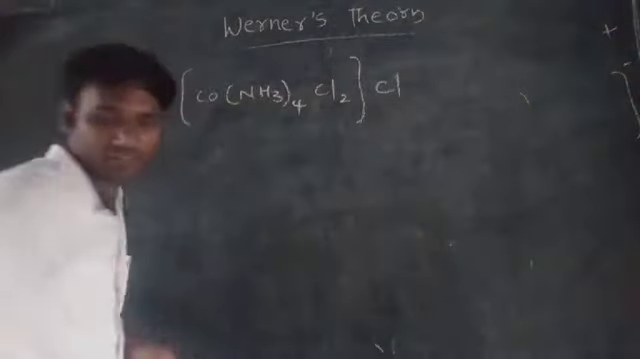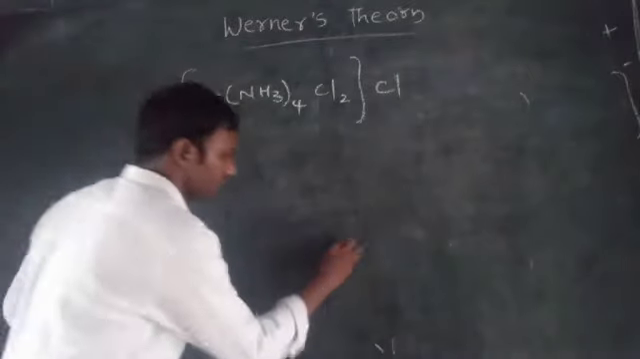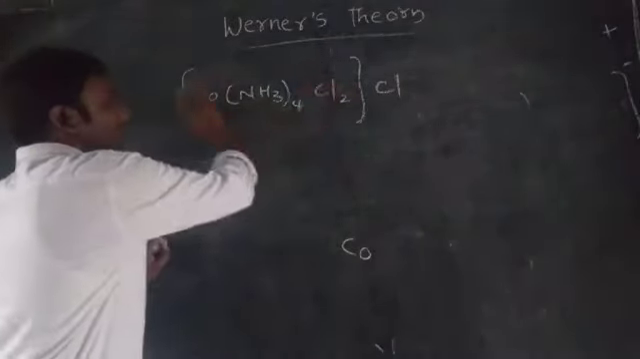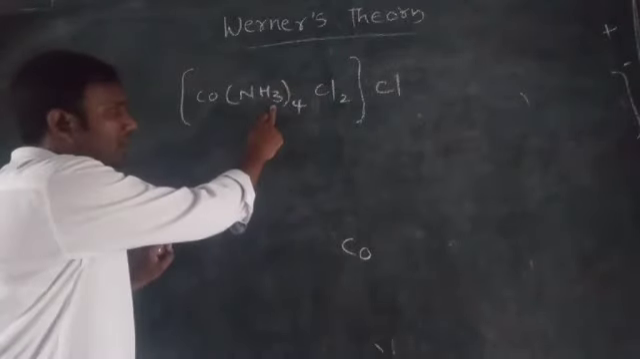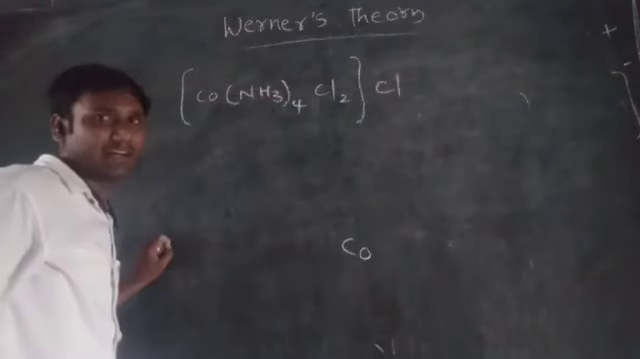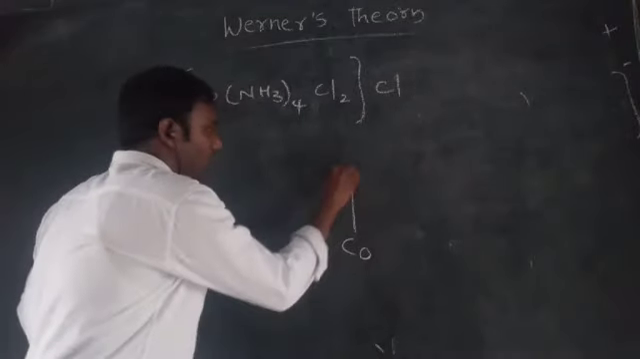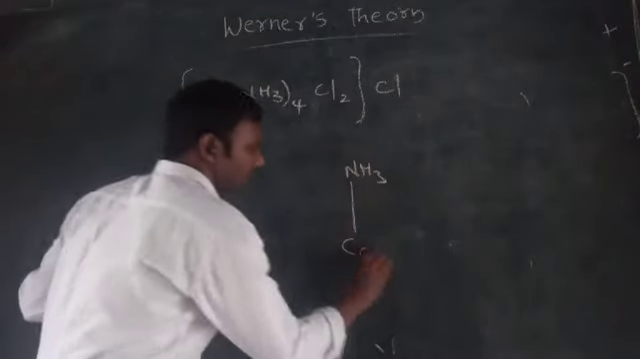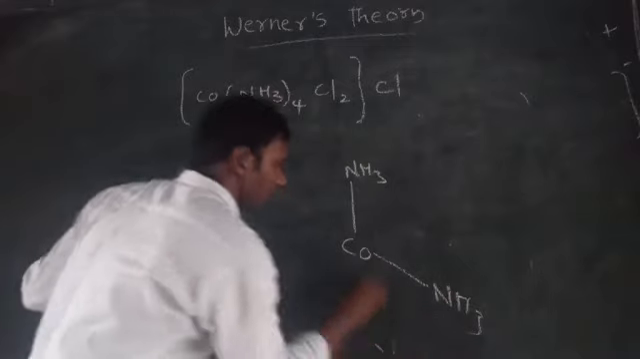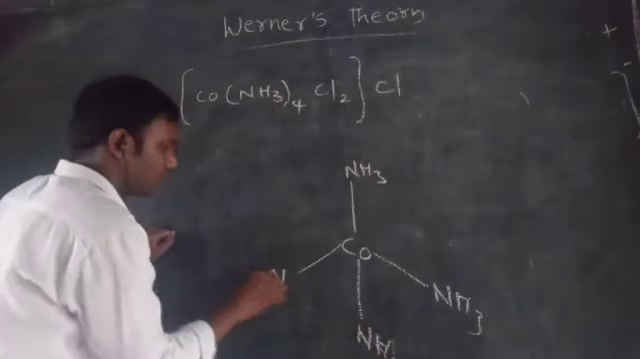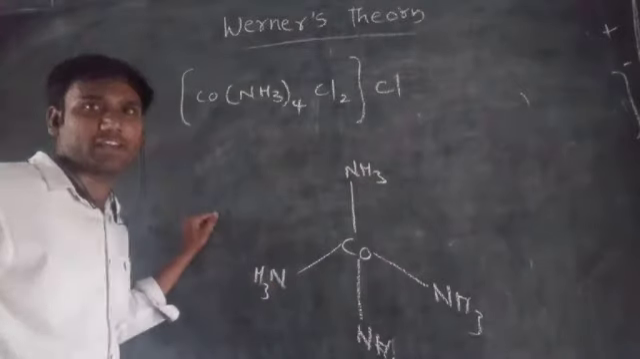So how can you draw the structure? The central metal atom is cobalt. I have written the cobalt. Next, within the coordination sphere, this neutral line represents the secondary valency, so it is a straight line. Totally 4 ammonias I am writing with thick lines: 1, 2, 3, and the next one is 1. Totally 4 ammonias I have written, right?